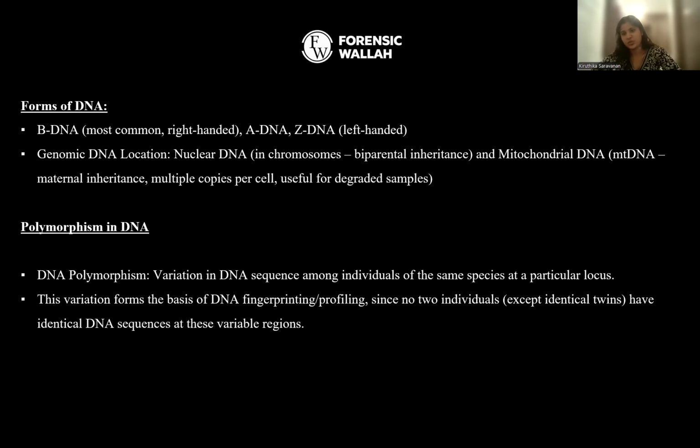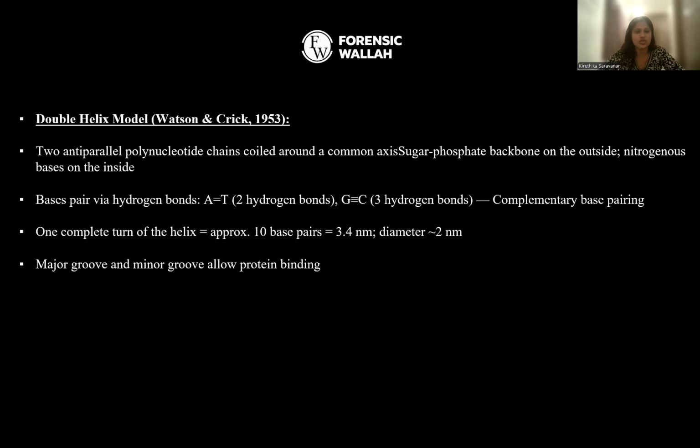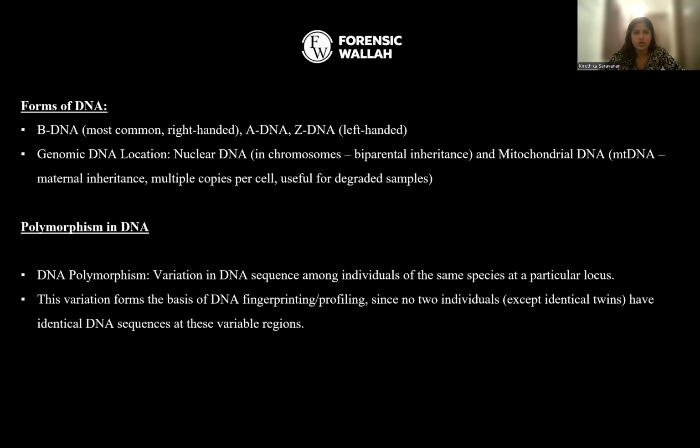So today we'll be continuing with the structure of DNA. We completed till structure of DNA, the double helix model of DNA. So now we'll be starting with the forms of DNA. There are different forms of DNA. We have B-DNA, which is mainly the right-handed form of DNA. Then we have A-DNA, Z-DNA. There are different forms of DNA.